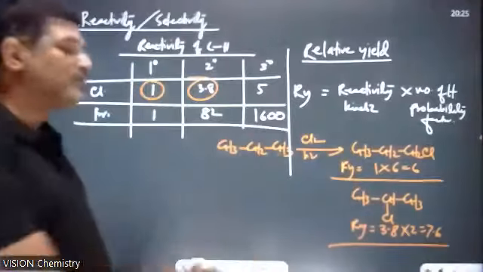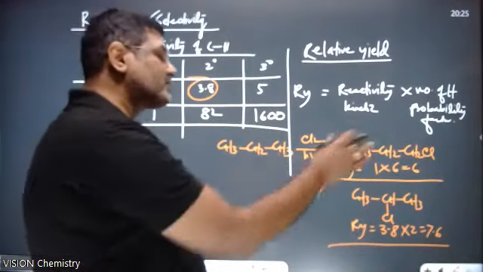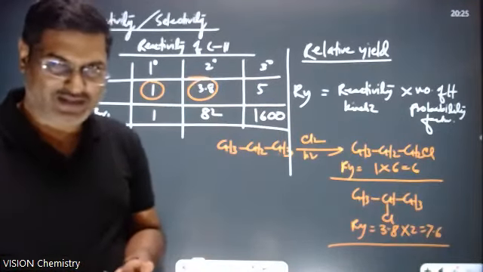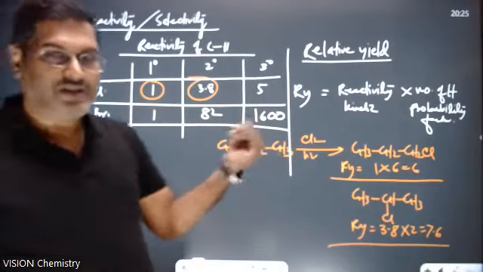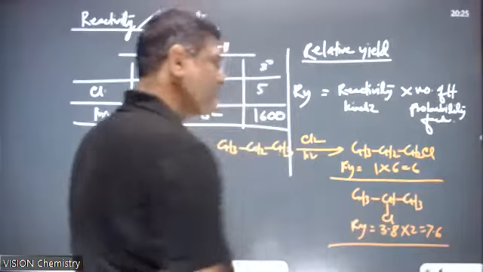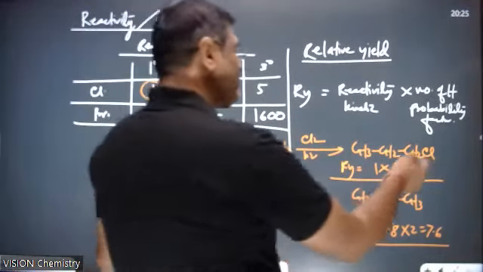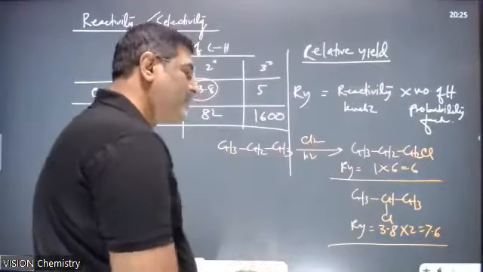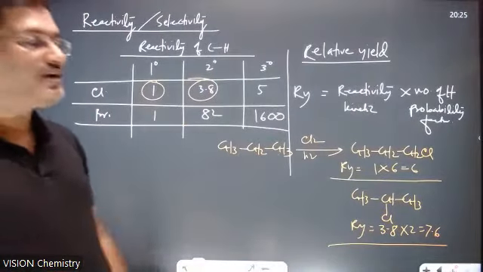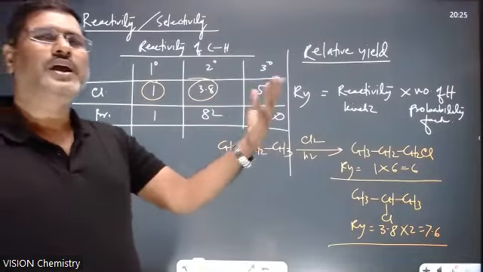The relative yield of this product is 7.6 and that product is 6, and then you can understand what the difference is. Almost similar. You can find the percentage also. 6 plus 7.6 is 13.6, the total value. 6 upon 13.6 into 100 is this percentage, and 7.6 divided by 13.6 into 100 is the percentage of this one. You can find relative yield and percentage also.